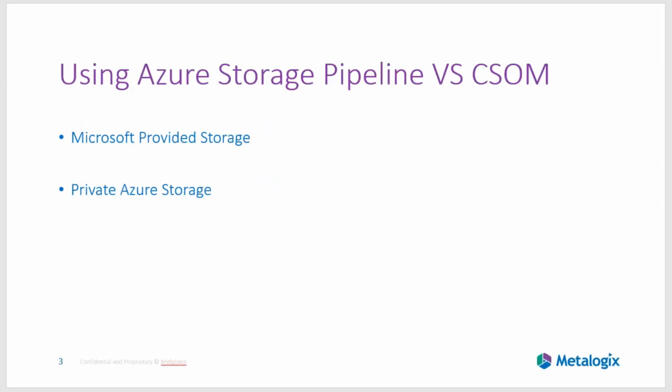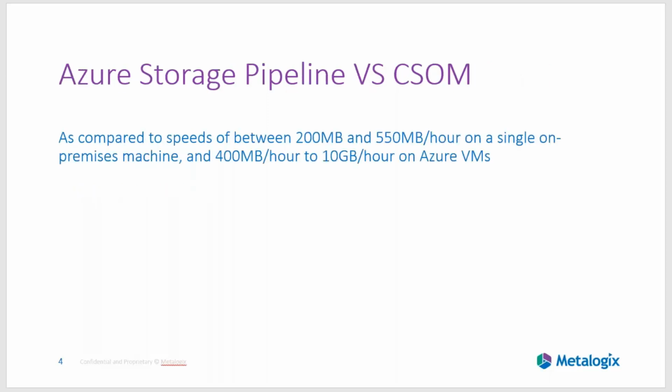So using Azure Storage Pipeline versus CSOM and private Azure Storage are two of the options that you can use when migrating to SharePoint Online. In our demo today, we're going to be using the private Azure storage. In essence, both are faster than the CSOM connection adapter, and in our demo today, you'll be able to see that.